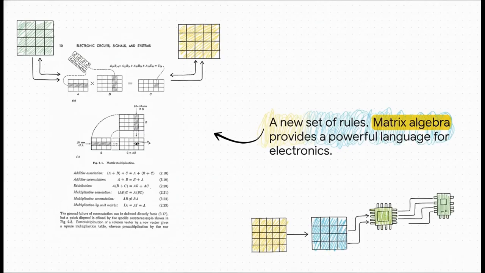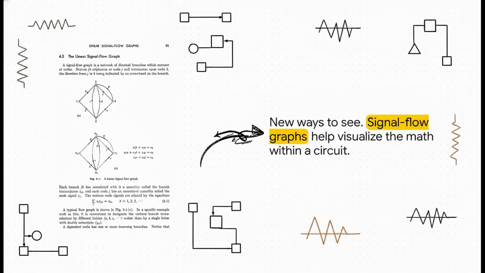It came with this whole new set of rules for how you could add, subtract, and multiply these grids of numbers. See, this wasn't just a way to organize equations anymore. It was a complete framework for understanding how all the different parts of a complex system influence each other. And this new way of thinking also gave us other incredible tools, like these things called signal flow graphs. What they let engineers do, basically, was draw a flowchart of the math itself, turning a page full of abstract equations into a visual map that they could actually look at and intuitively understand.